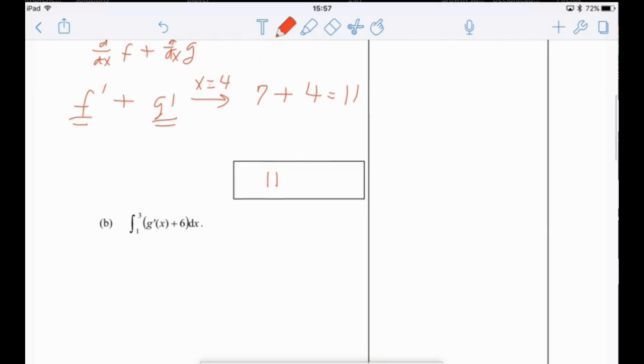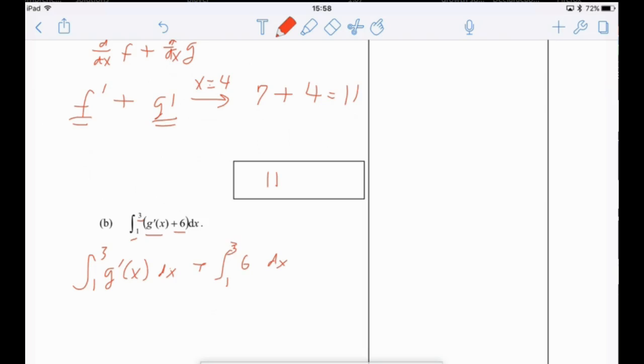Now, we come down here and it asks us, what is the integral of g dashed plus 6 evaluated from the limits 1 to 3? So, we also know that when you take the integral of two things added together like that, it's the same thing as taking the integral of the first thing plus the integral of the second thing. This makes it a little bit easier for us.